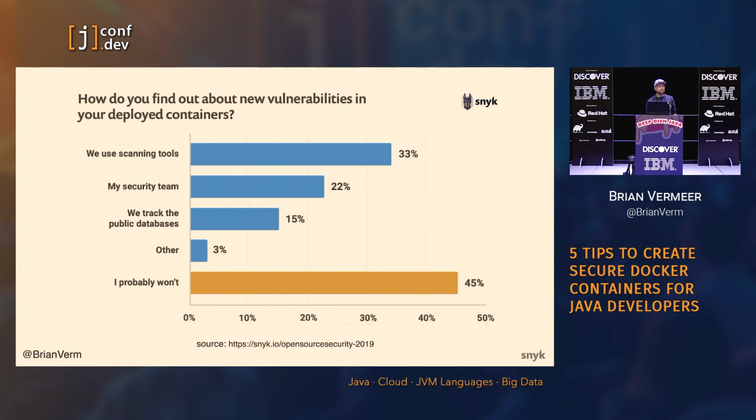We ask people, how do you find out about new vulnerabilities in already deployed containers? And most people say we don't, because hey, it's in production, it's not my problem anymore. It's an ops problem, and I'm a developer. Well, again, we pretended to do DevOps, right?